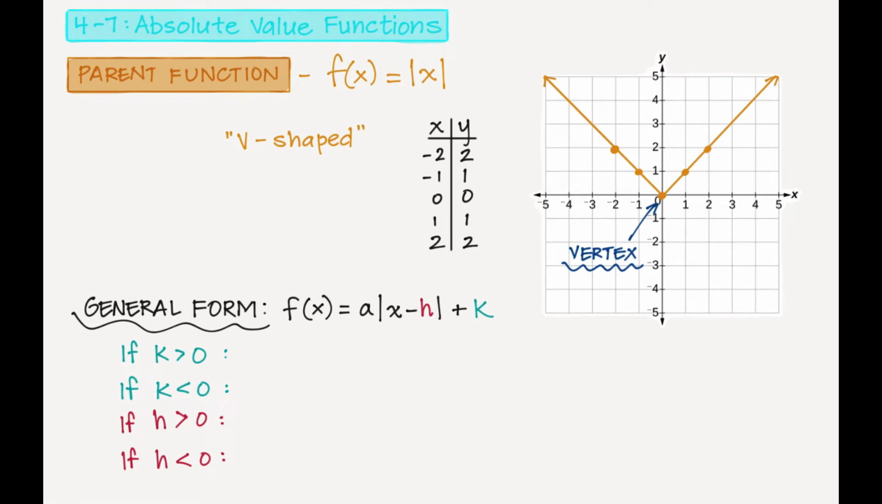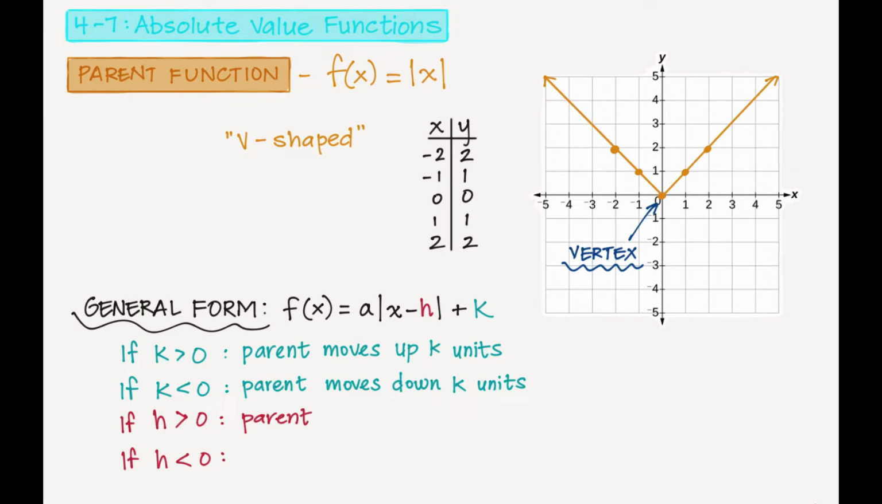If k is greater than 0, then this is telling us that the parent function is going to be moving up k units. Okay, so if it's plus 4, it's going to move upwards 4 units. If k is less than 0, then that means it's going to move down that number of units. If h, which is on the inside, is greater than 0, then the parent is going to move right h units. And if the h is less than 0, then it will be moving left that number of units.